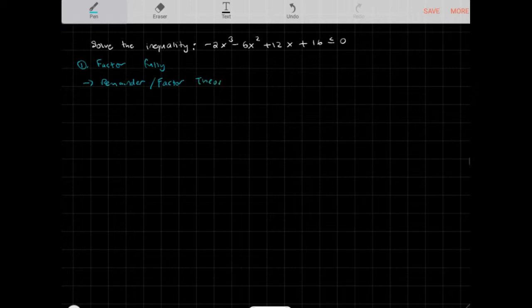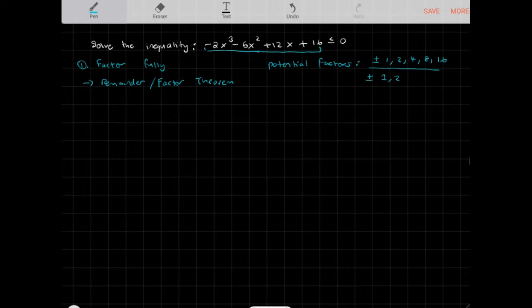Okay, so to do this, you're going to have to do a little bit of guess and check. What will help you out with this is the potential factors of our cubic expression, negative 2x cubed minus 6x squared plus 12x plus 16. The potential factors are plus minus the factors of the constant, which are 1, 2, 4, 8, and 16, so they're factors of 16, over plus minus the factors of the leading coefficient, which are 1 and 2.